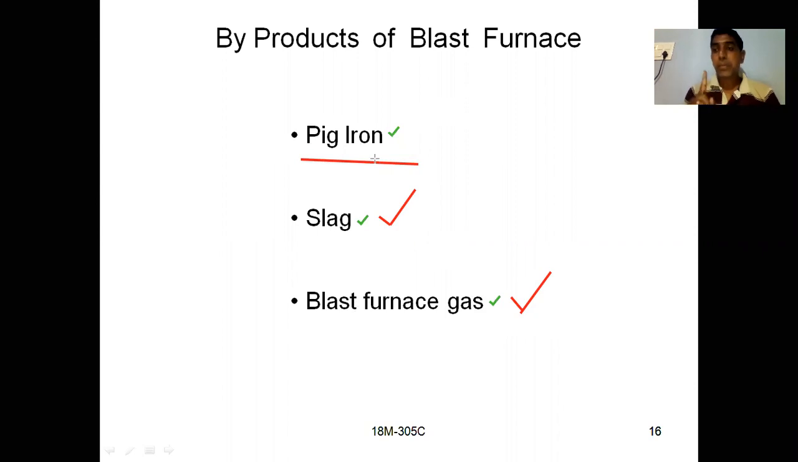Okay, so when they ask byproducts, you should mention all these things, but you should mention this pig iron as the main product. So for that pig iron only we are using blast furnace. Along with that pig iron, you are going to get slag and blast furnace gas. This blast furnace gas is used for heating purposes in so many applications, and slag can be used in cement manufacturing and different companies. This slag can be used as a raw material. Okay, so these are the products and byproducts of a blast furnace.